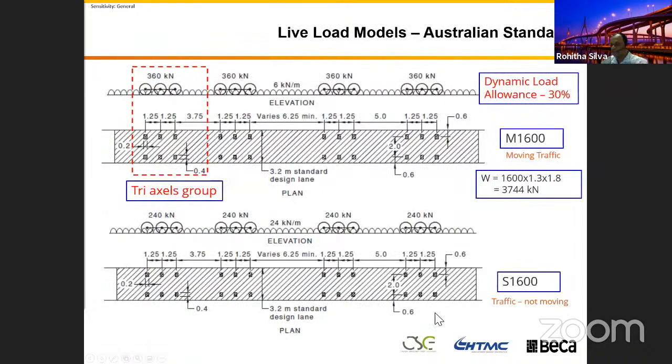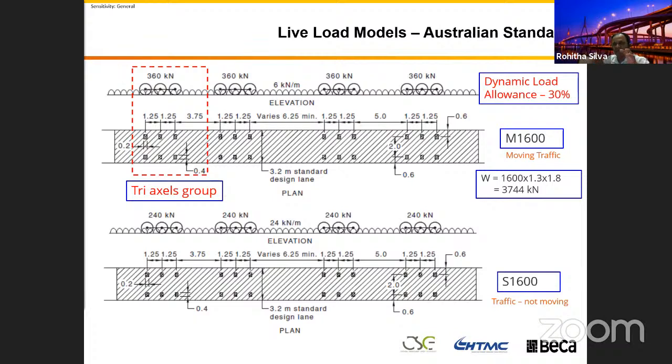This load here is the 1600 loading. Its axle group is the same, but the weight is different. The position, everything is the same as M1600. It has a percentage: if you get this one, right, it's 2/3 of this one. But its uniformly distributed load, or UDL, is higher to represent the traffic condition on the bridge.